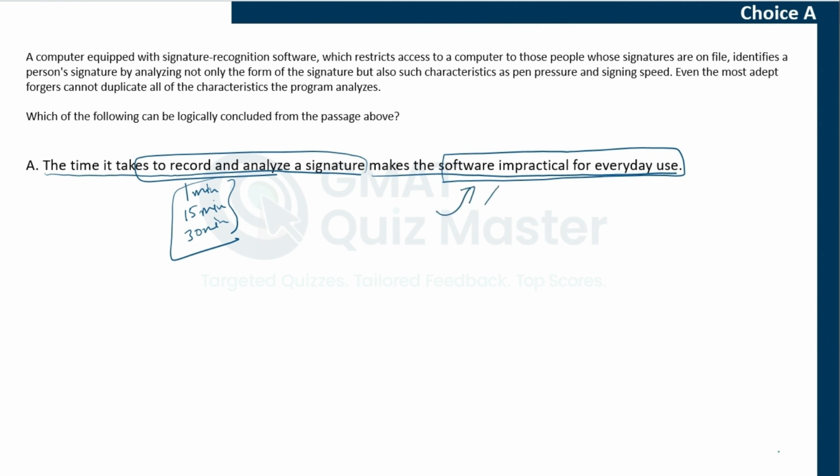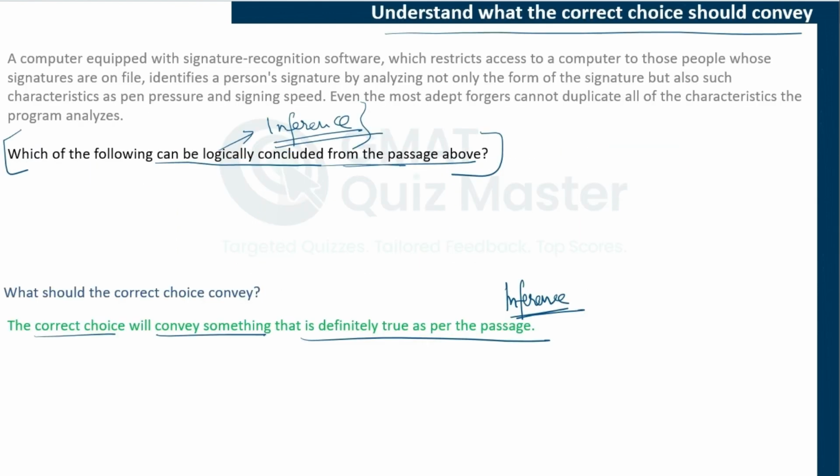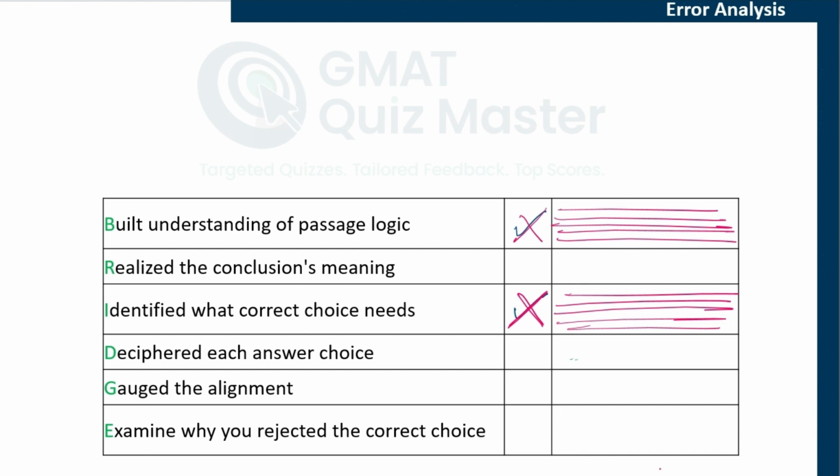However, does the passage indicate any such thing? The answer is no. The passage does not tell us that the software takes a lot of time or that it is impractical for everyday use. The passage does not tell us anything of that sort. And that is why this choice is not definitely true as per the passage. So it cannot be a correct inference or a correct conclusion. If you selected this choice, you need to go back to your bridge table and understand whether it was your passage logic.